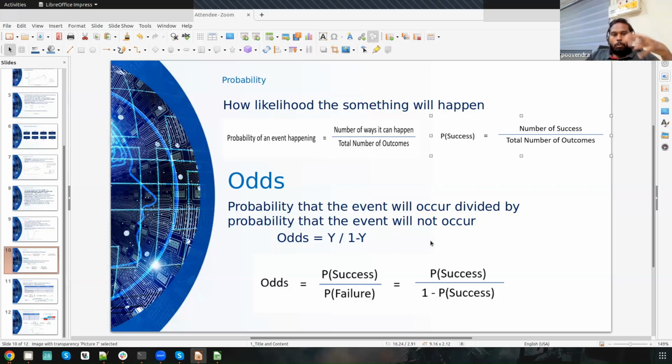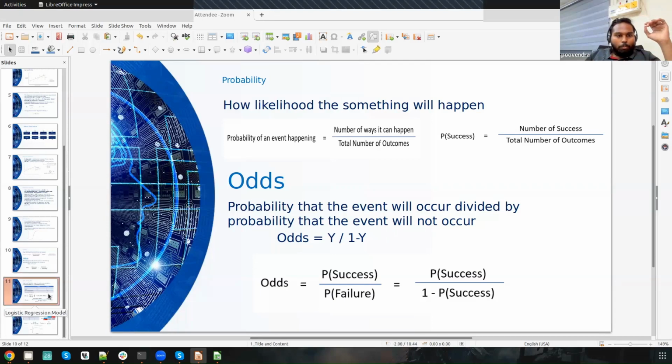And odds. What are odds? It's one more term related to probability. It is success divided by failure: the probability that the event will occur divided by the probability that the event will not occur. So we define it as probability of success divided by 1 minus probability of success, where the failure is defined as 1 minus probability of success.